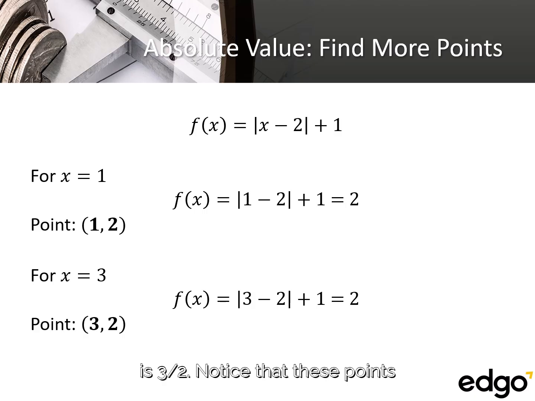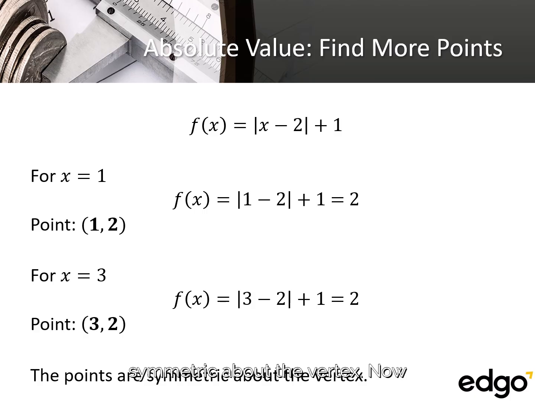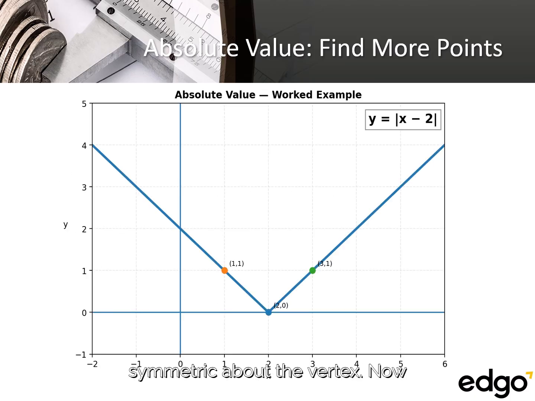Notice that these points are equally distant from the vertex. 1 is 1 unit to the left, and 3 is 1 unit to the right. Therefore, the points are symmetric about the vertex. Now let's use the points we just determined to sketch the graph. We have the vertex at (2, 1), (1, 2) on the left, and (3, 2) on the right. Let's plot these points. Then we connect them using the characteristic V-shape of an absolute value function. Notice how the two sides are symmetric.